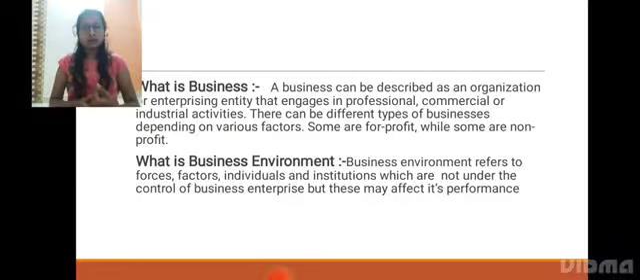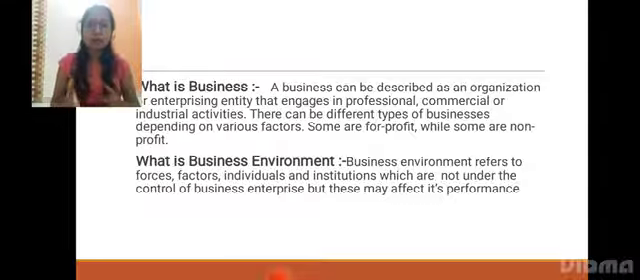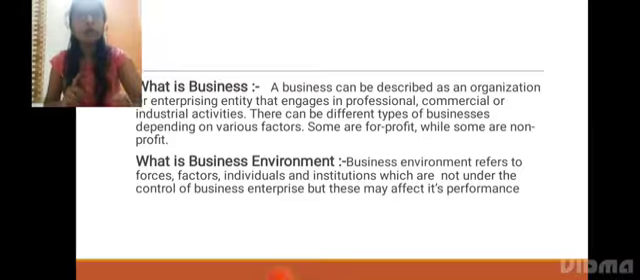So what is business? A business can be described as an organization or enterprise entity that engages in professional, commercial, or industrial activities. There can be different types of business depending on various factors. Some are for profit while some are non-profit. What is business environment? Business environment refers to forces, factors, individuals and institutions which are not under the control of the business enterprise, but may affect its performance. So it is the environment within which your business operates.